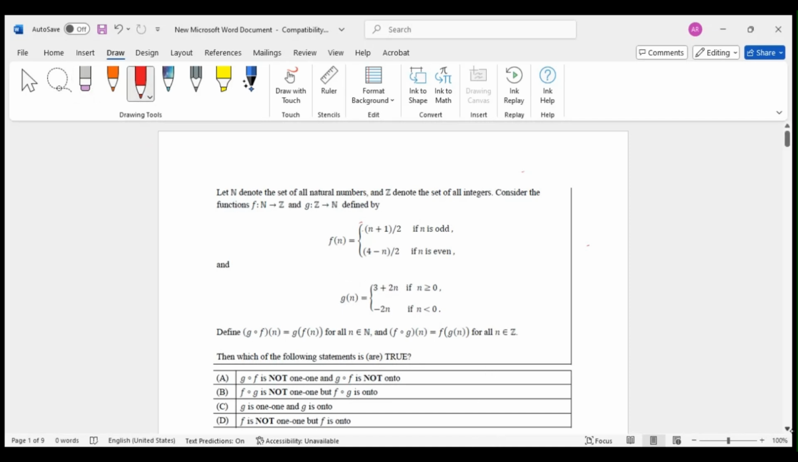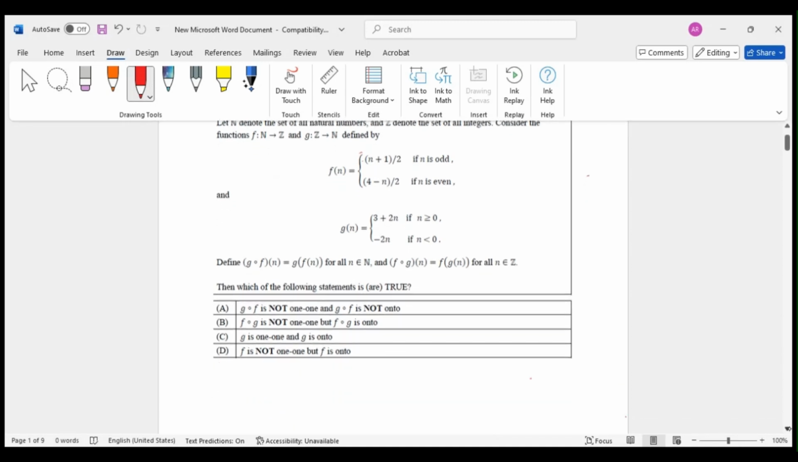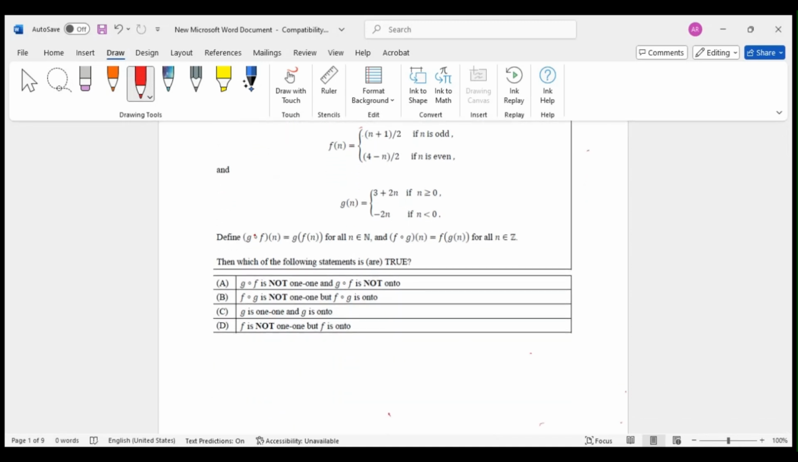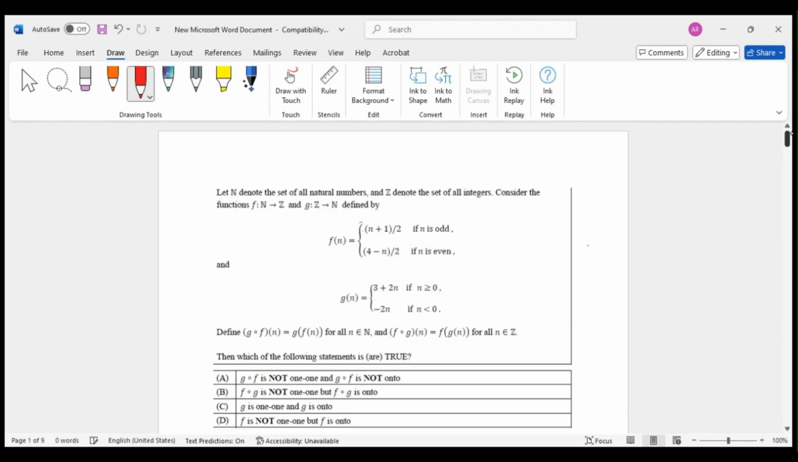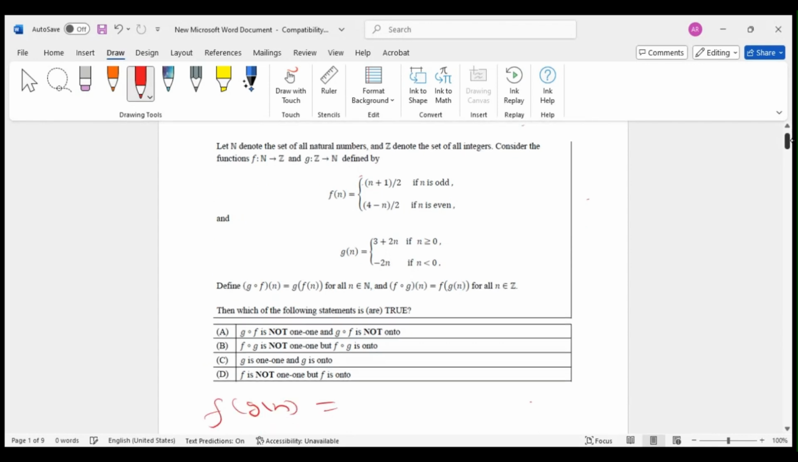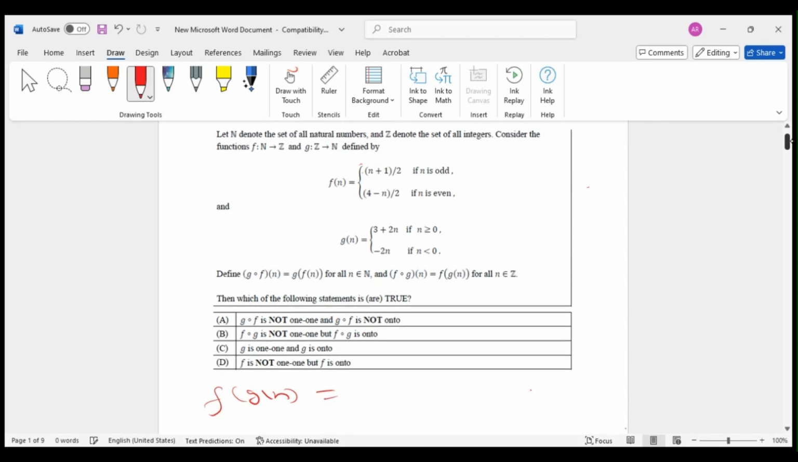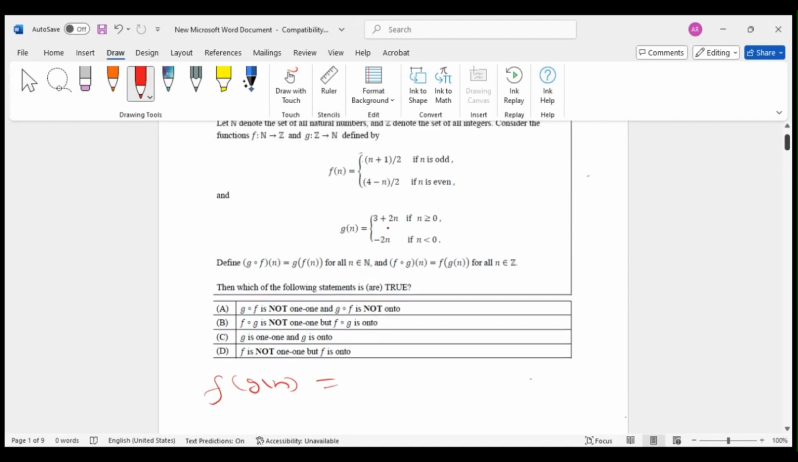Now in the second video we have to look for the second option. Here it is given that the function of n has two values: for n greater than 1, n is odd, and for n even. Now for n odd, we have to put g of n in these two functions of f of n for n greater than or equal to 0.